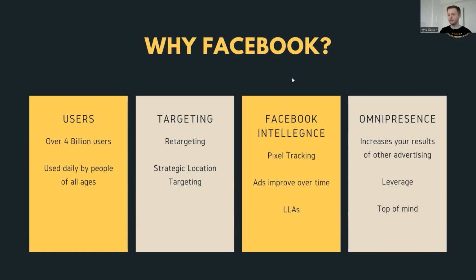One of the reasons why I love Facebook the most is the Facebook intelligence. What I mean by that is that Facebook knows you and Facebook knows your potential client better than you even know yourself. And they do that through a thing called pixel tracking. Essentially, pixel tracking is a little piece of code that every single advertiser that uses Facebook puts on their website to track every single action that goes on the website and send it to Facebook to make their ads better.